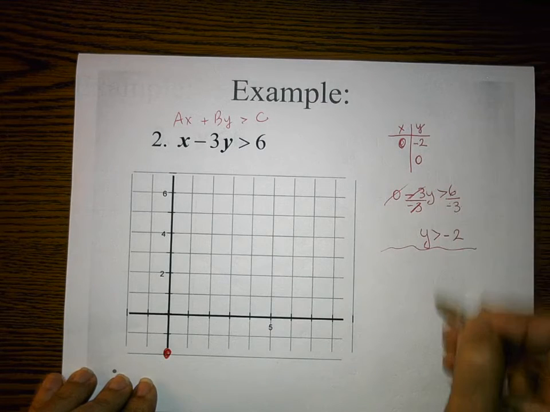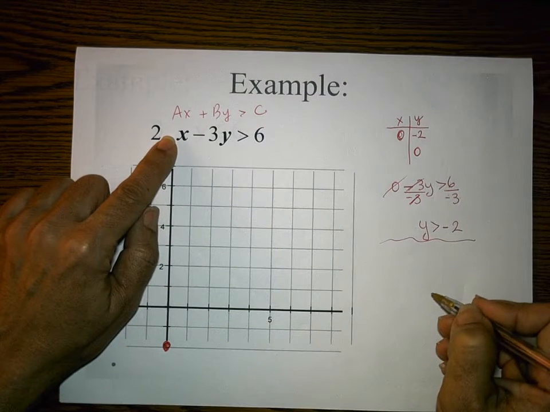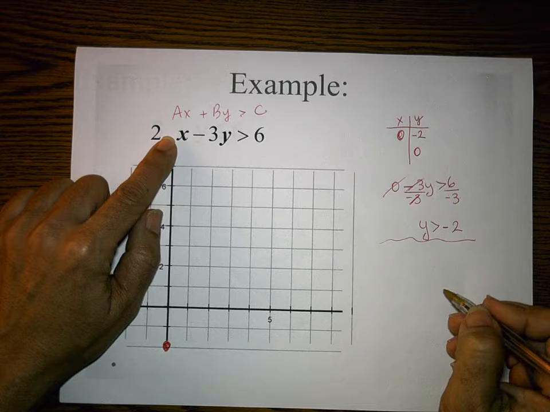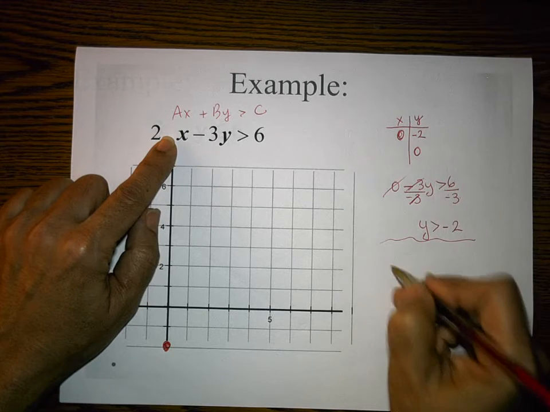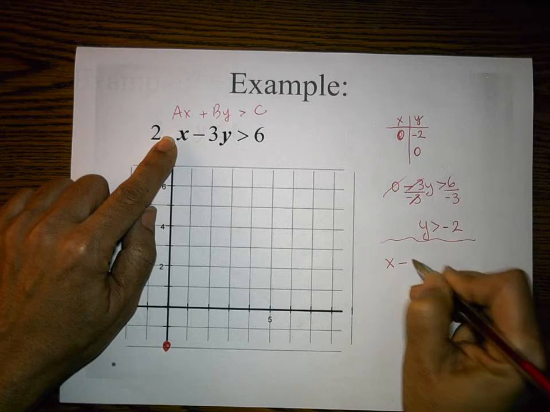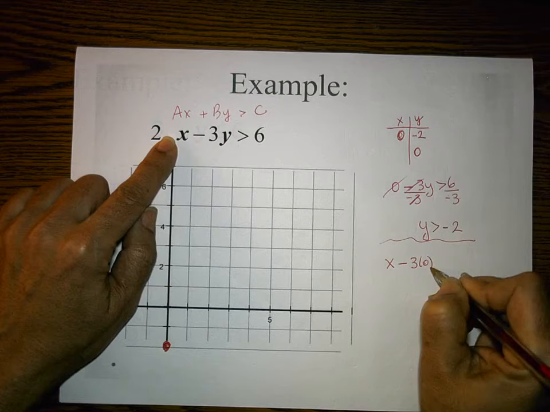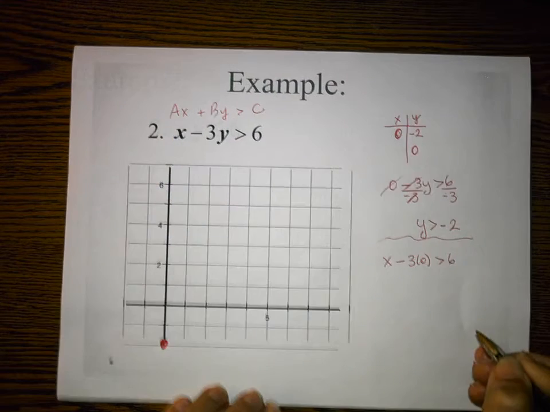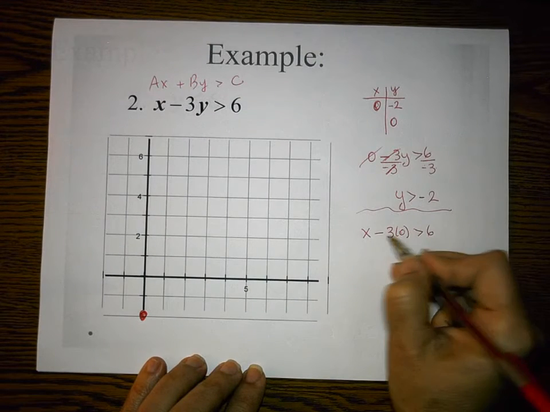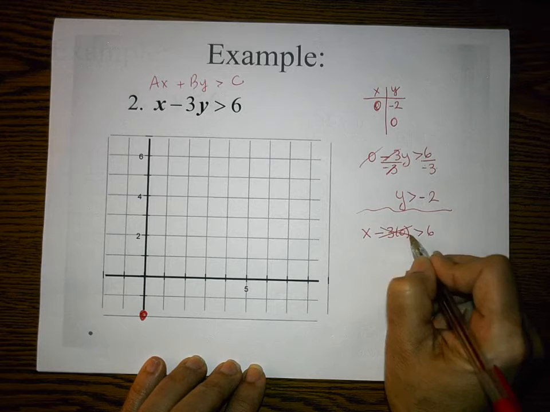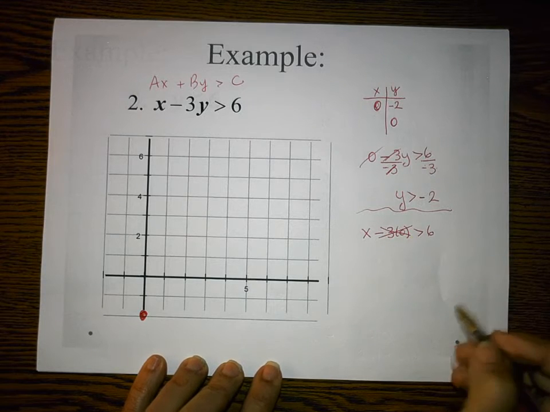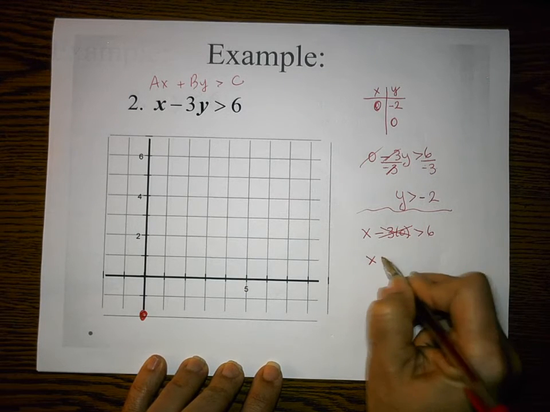Okay, now let's solve it for if I plug in a 0 for y. So let's go back to our equation, and I'm going to solve it again, but this time I'm going to replace the y with a 0. So x minus 3 times 0 is greater than 6. Well, -3 times 0 is 0. Anything times 0 is 0, so that's gone. That means that x is greater than 6.